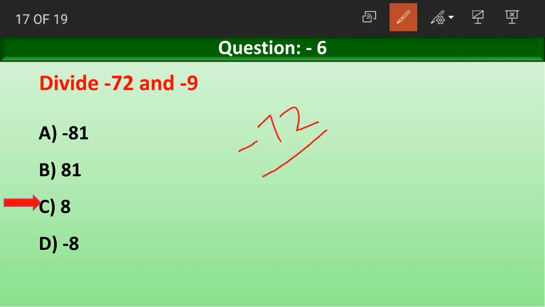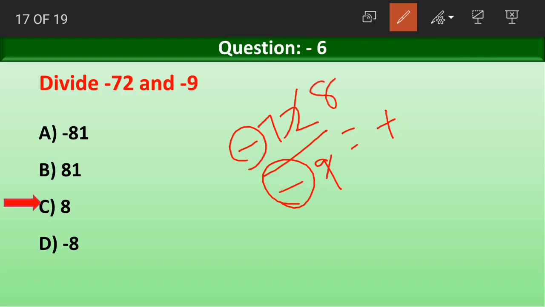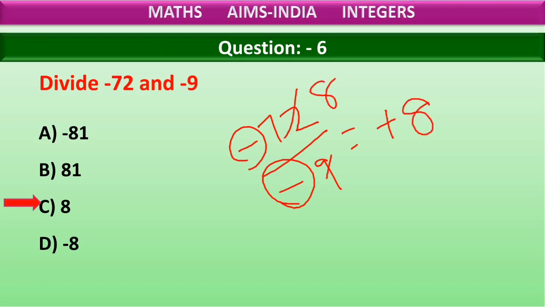How? Minus 72 divided by minus 9. Both the signs are same, so the result will be positive. 9 eights are 72. So the answer is plus 8. The answer of division between minus 72 and minus 9 is plus 8.